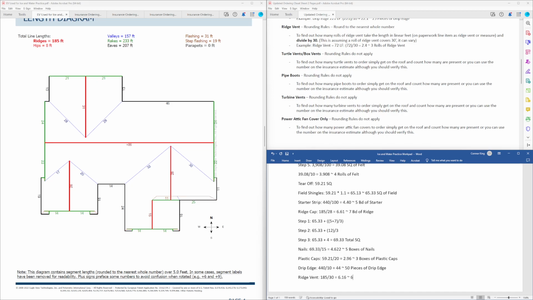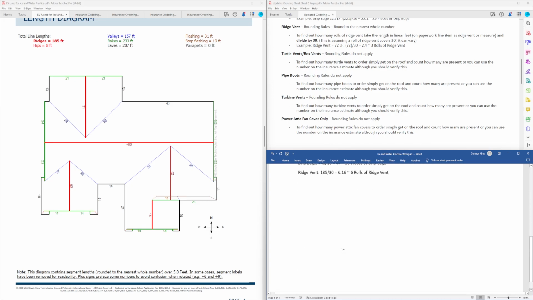The only reason that I'm rounding down in this situation is because, as I mentioned earlier, they're not going to take the ridge vent all the way to the end, and they might not even want to install the ridge vent here. So I'll kind of let the crew decide what they want to do with that. But if they take off, let's say 2 feet here, 2 feet here, 2 feet here, 2 feet here, 2 feet here, 2 feet here, we got 10 feet that we're not going to be using. And so I think we're going to be fine getting 6 rolls of ridge vent.